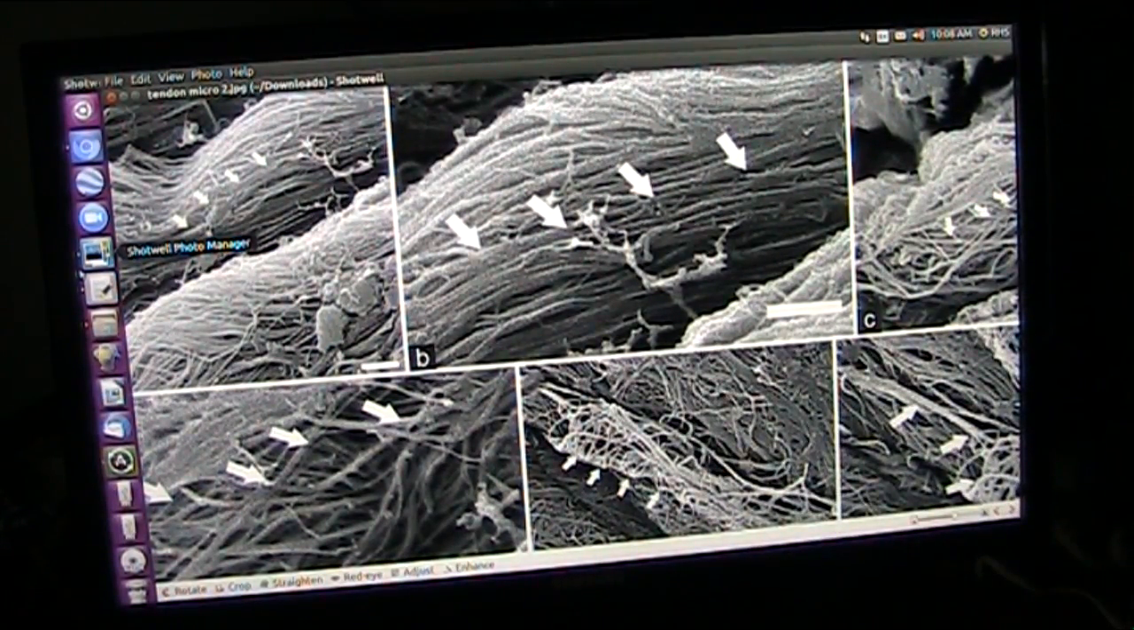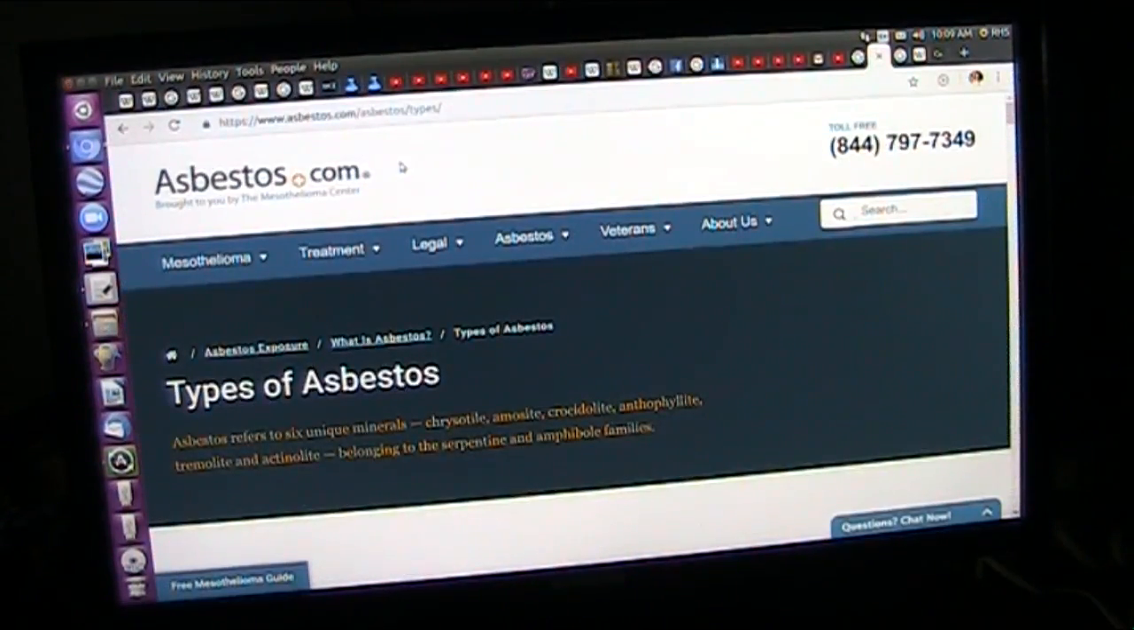Again, database. We need a database. What is in your body? Before we go any further with health, it's just absolutely mandatory. All right, so what is asbestos? It refers to six unique minerals: crocidolite, amosite, chrysotile, anthophyllite, tremolite, and actinolite. I mean, it's all tendons, under different conditions, belonging to the serpentine and amphibole families, whatever those are.